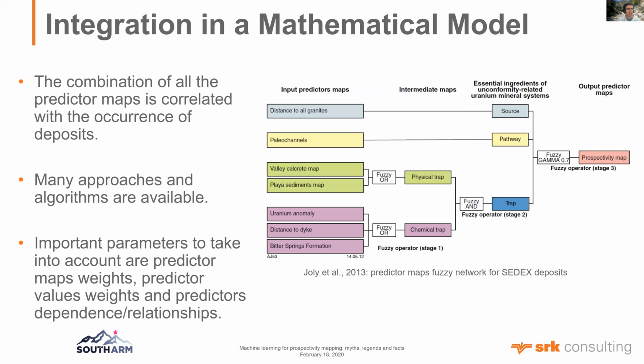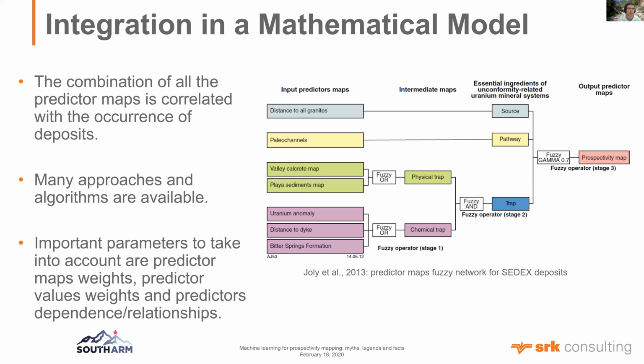And the important parameters to take into account in all of these methods are the predictor map weights. Some are more important than others. Within one predictor map, the values weight between the different values in this map and the predictors' dependence relationship. Basically, to find a deposit, you need the combination of different factors for the deposit to occur. And this is what these dependence relationships are.